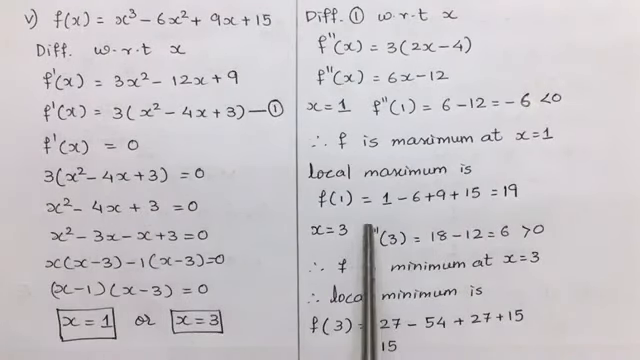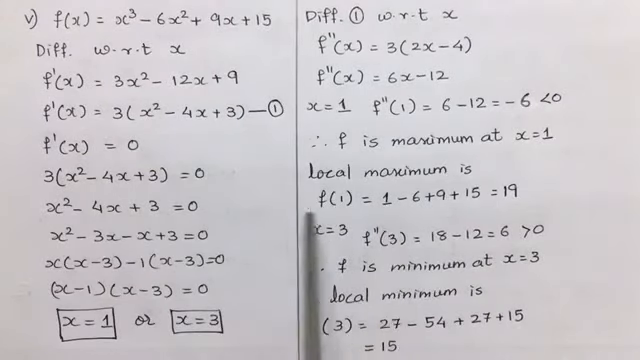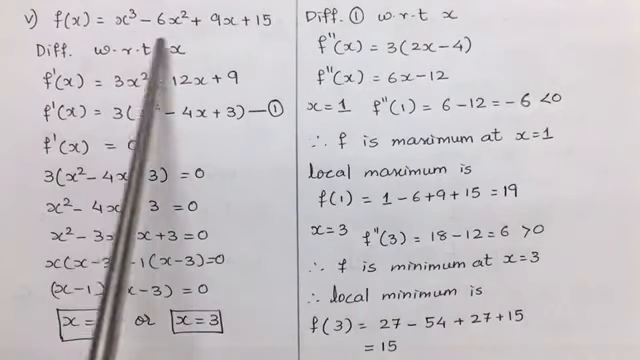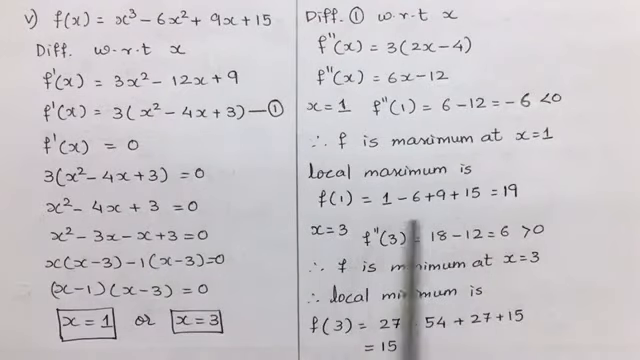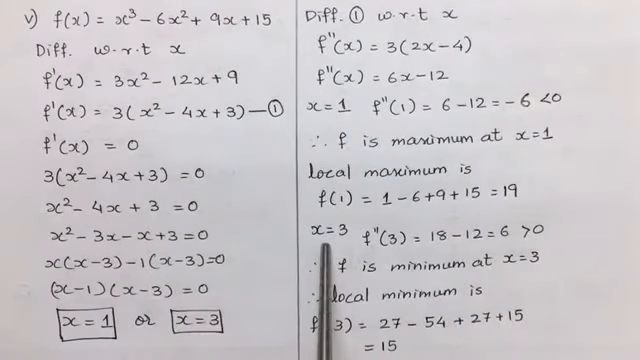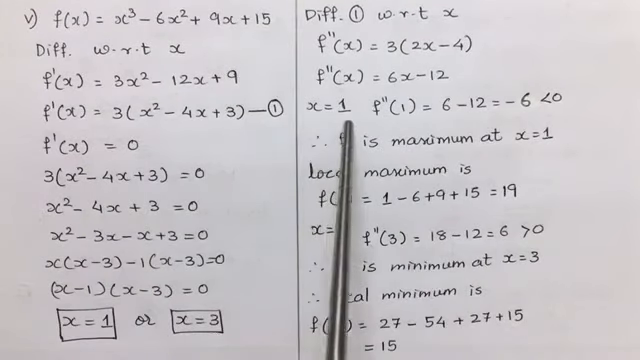So keeping it in f, we get f of 1 is equal to 1 minus 6 plus 9 plus 15. So that gives us the answer as 19. Now the local maximum we have calculated for x equal to 1.